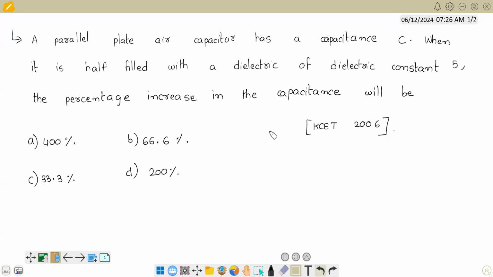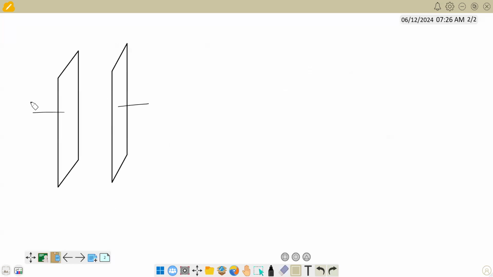Hello students, the question says a parallel plate air capacitor has a capacitance C. When it is half filled with a dielectric of dielectric constant phi, the percentage increase in the capacitance will be. So let me redraw the diagram. There is a parallel plate capacitor. Let us assume the distance between these two plates is d and the area of these plates is A.